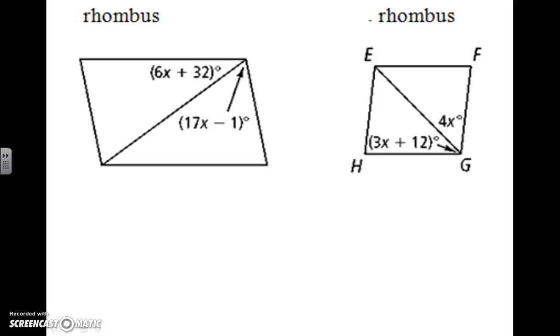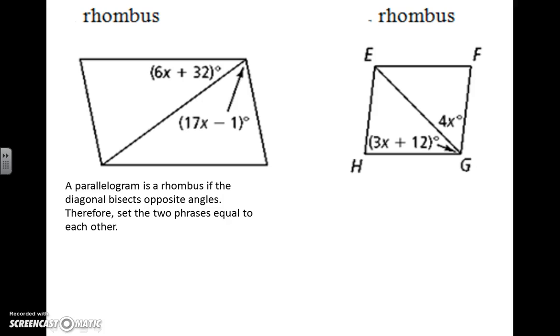Now let's take a look at some algebraic examples. To make this into a rhombus, I have to prove that the diagonal bisects the angle. I can do that by setting those two expressions equal to one another and solving for x. So x must be 1. I want you guys to do the second example.